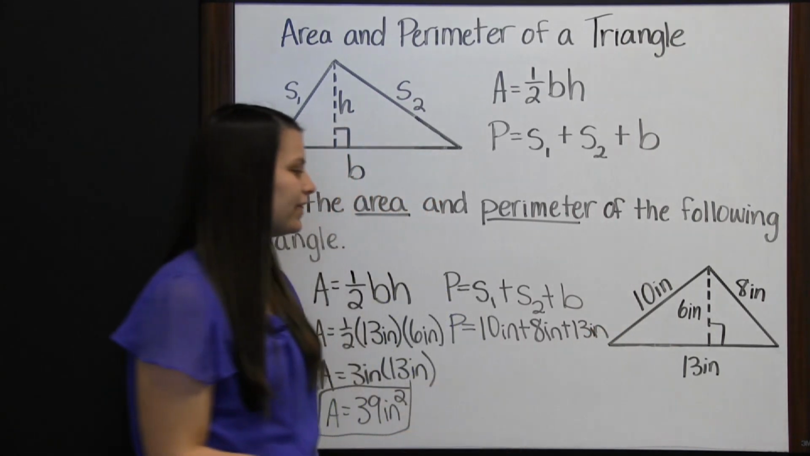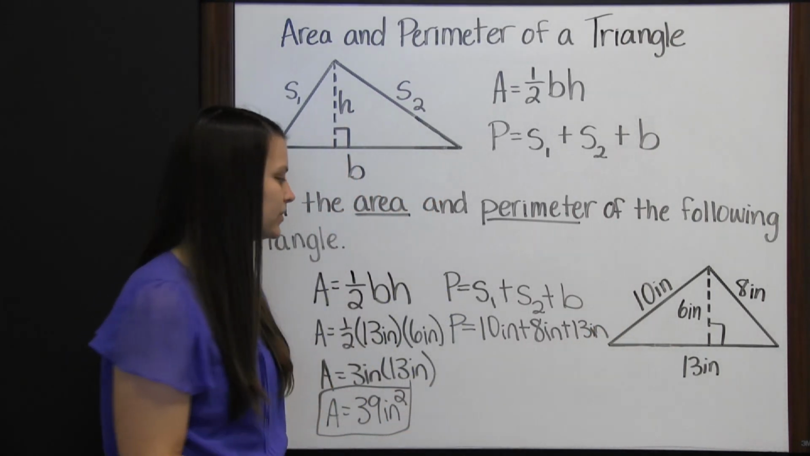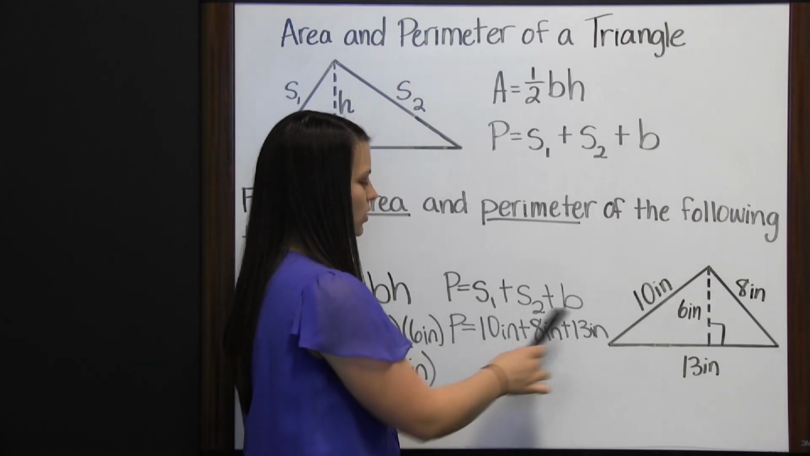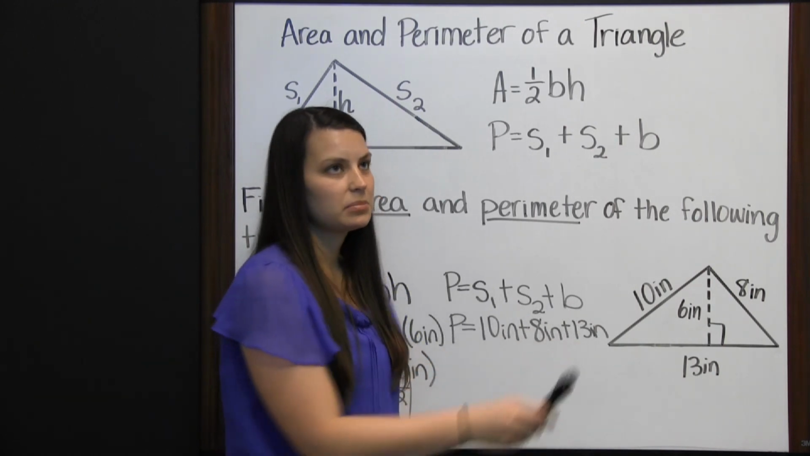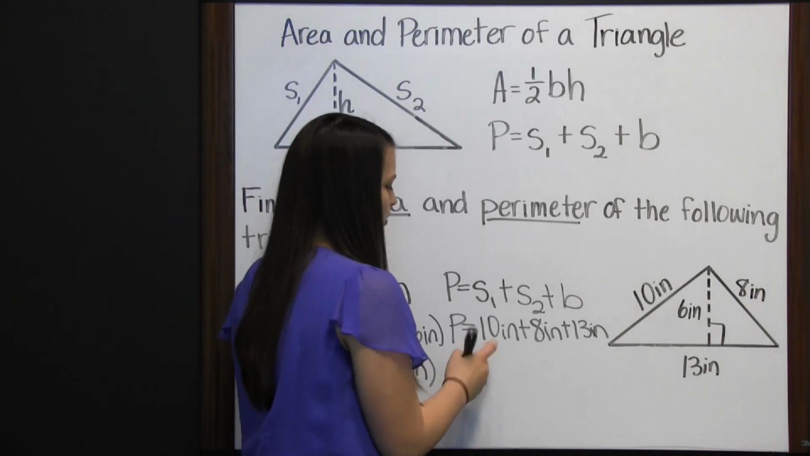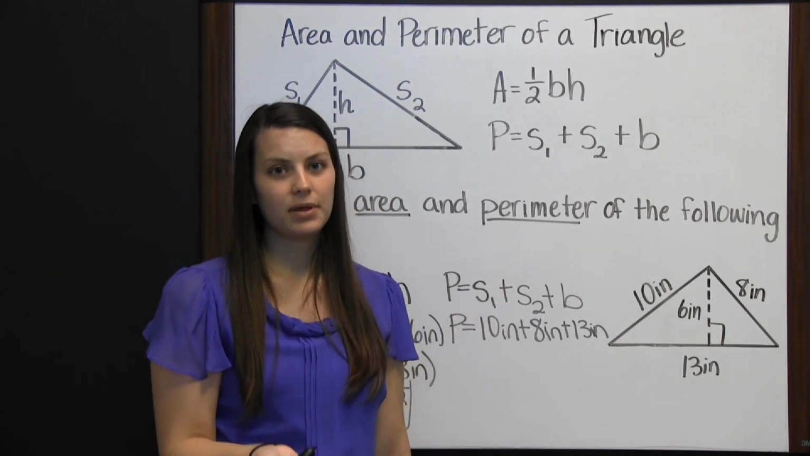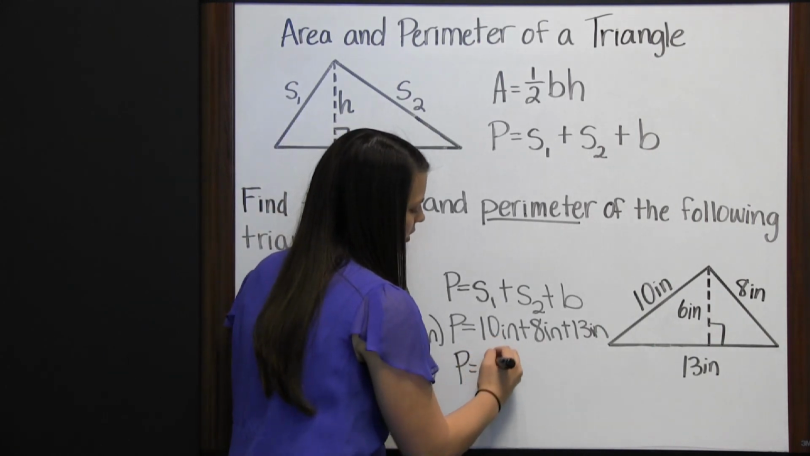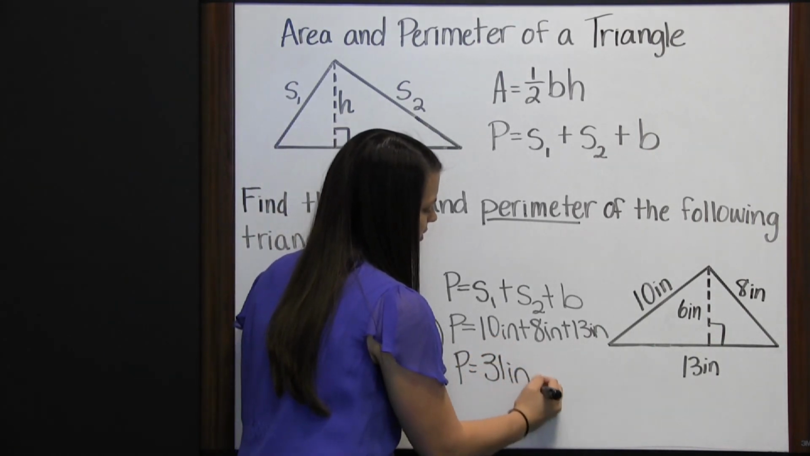And we can again add this in any order that we want. So maybe we start with 10 inches plus 13 inches, 23 inches plus 8 inches. 23 plus 7 would be 30, and 8 is one more than that, so the perimeter is 31 inches.